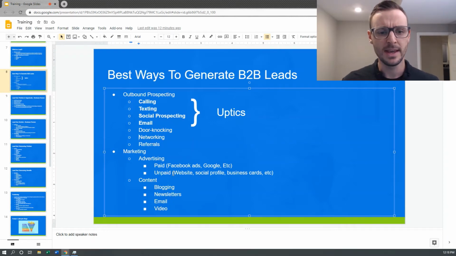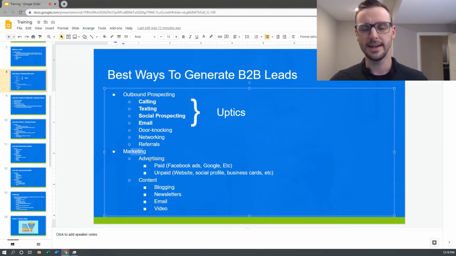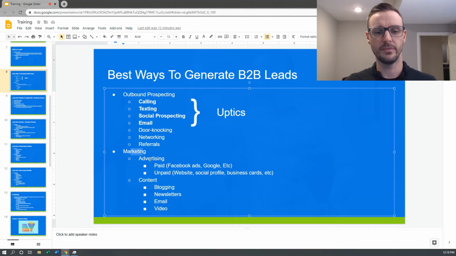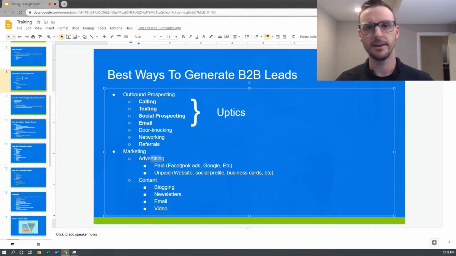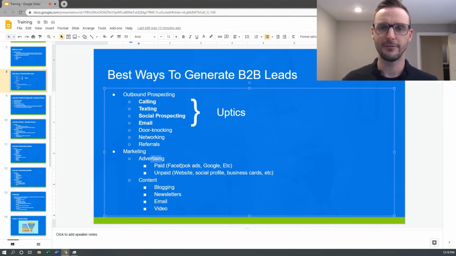So the next way to generate leads, of course, is going to be marketing. With marketing, I'm going to go over this really broadly. Of course, there's paid advertising and there's unpaid advertising. Paid advertising is going to be your normal platforms, probably Facebook, Google, Yelp, there's a lot of these different platforms. You can always do paid advertising through local associations and stuff like that.